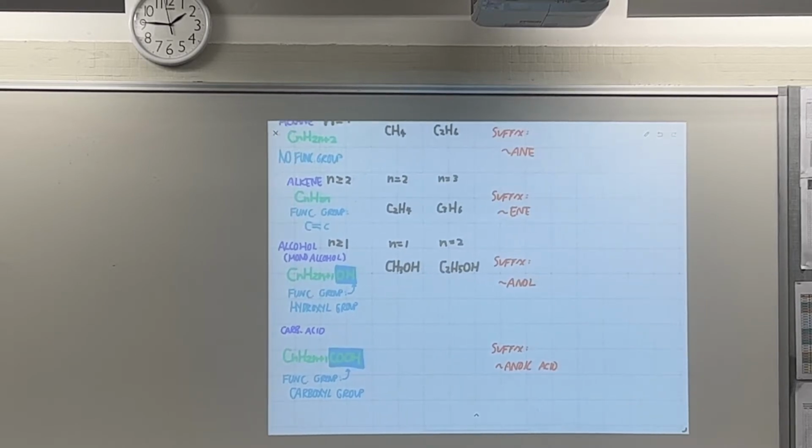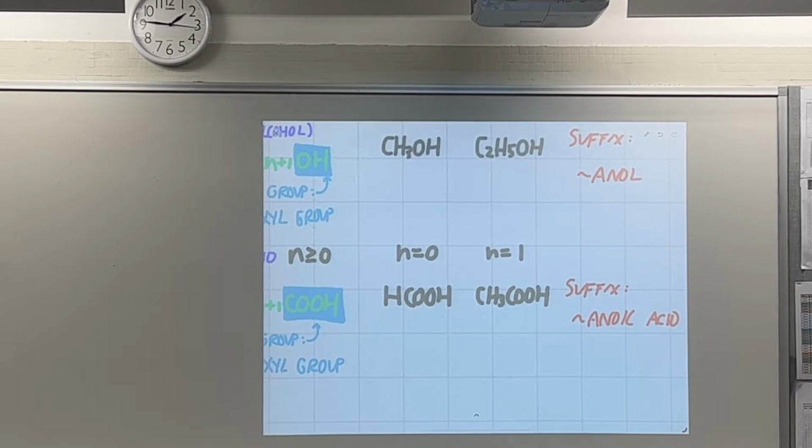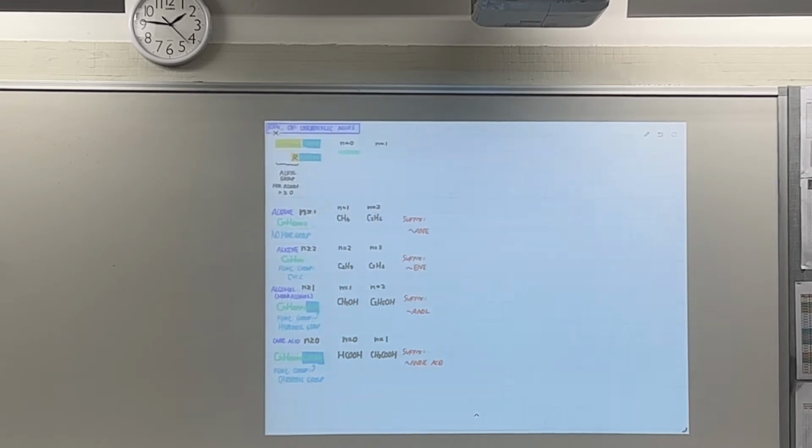So, what is the lowest number you can assign to n for carboxylic acid? 0. Okay. Yeah, so you can have n equals 0. What do you call these two carboxylic acids? When n is 0, what is the name of this carboxylic acid? Don't know. What is the root for 1 carbon? Meth. Methanoic acid. Okay, yeah, so remember this.